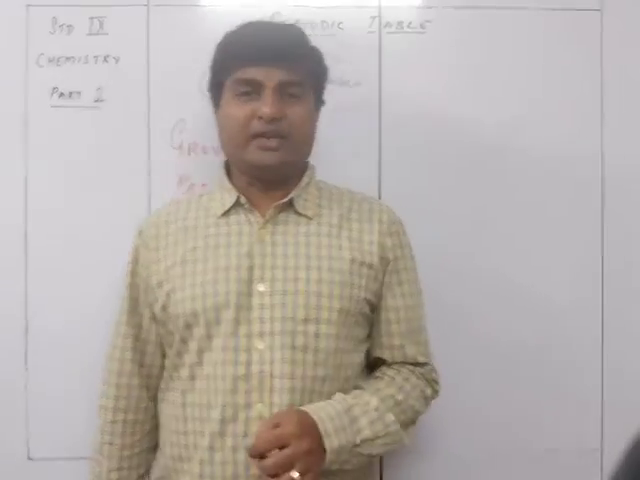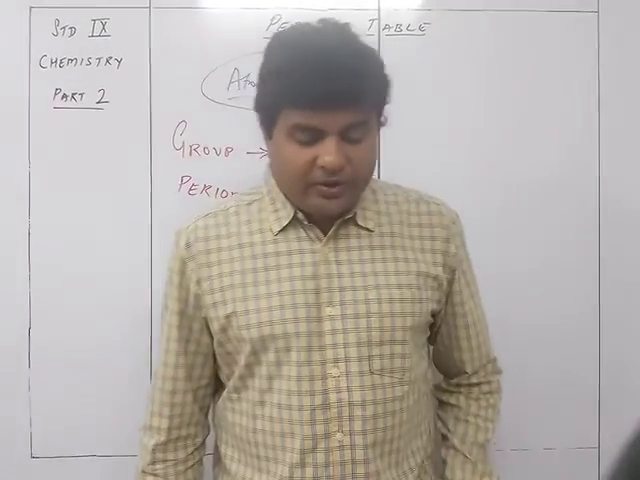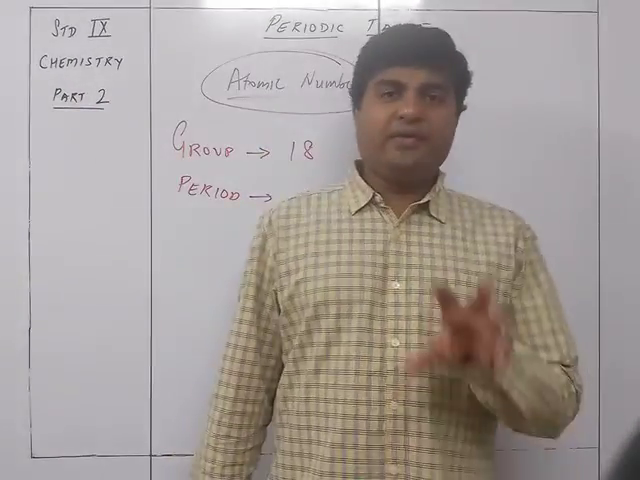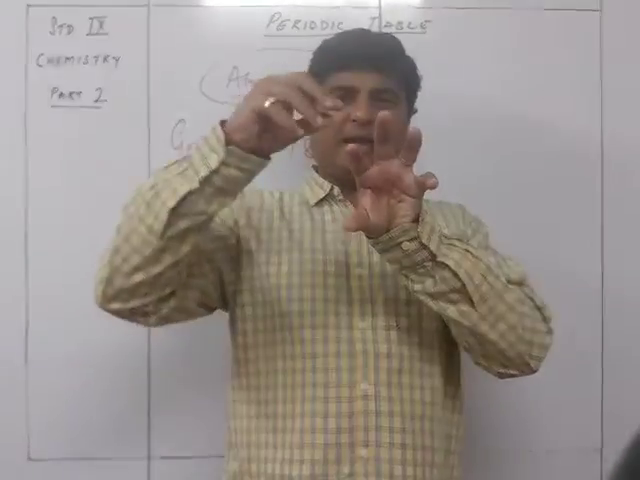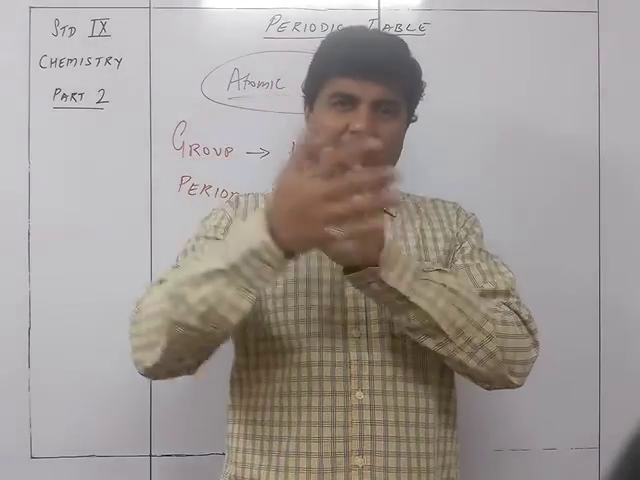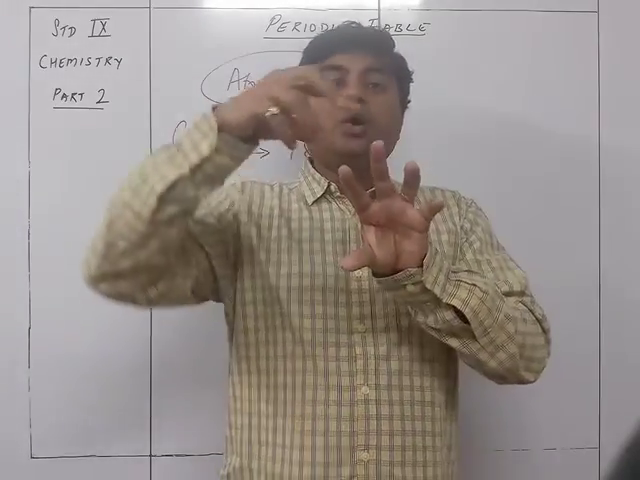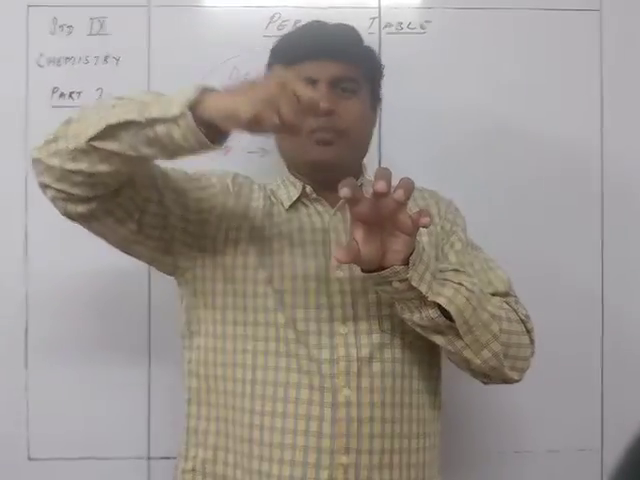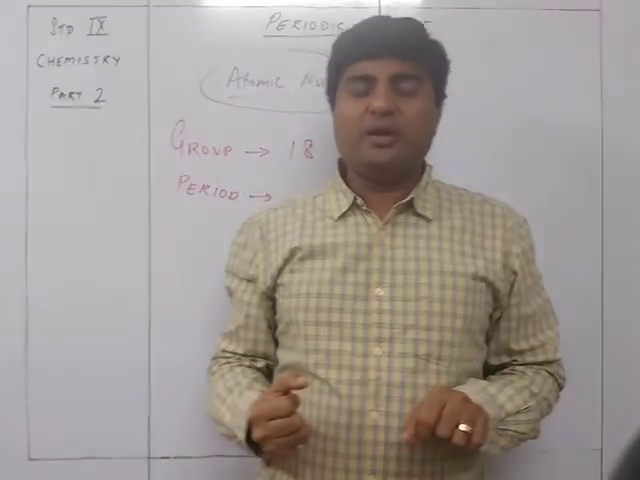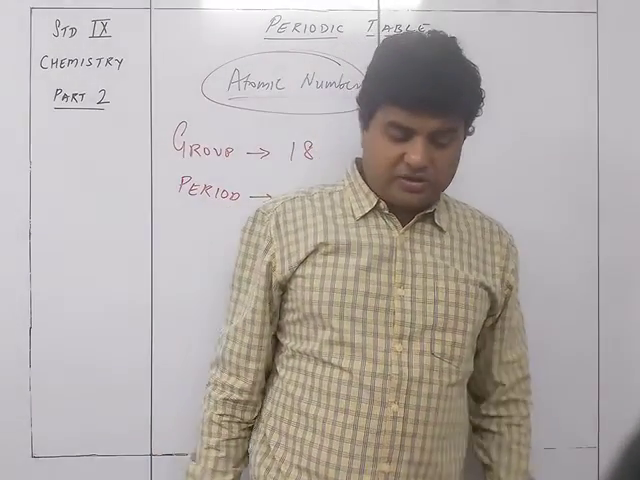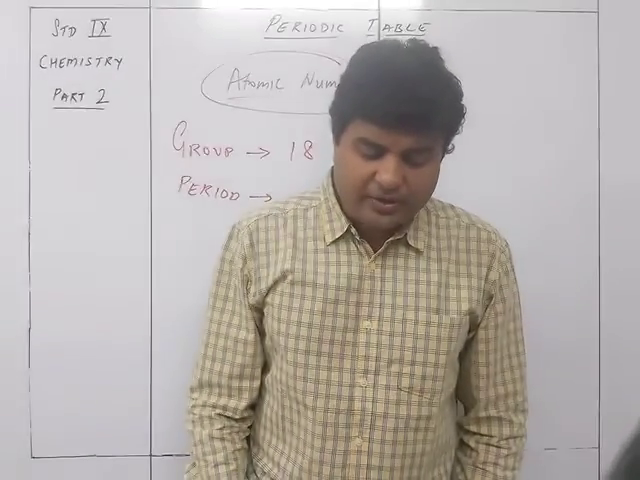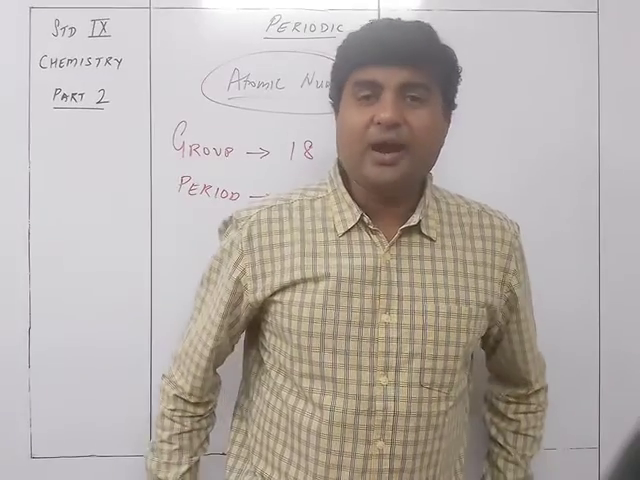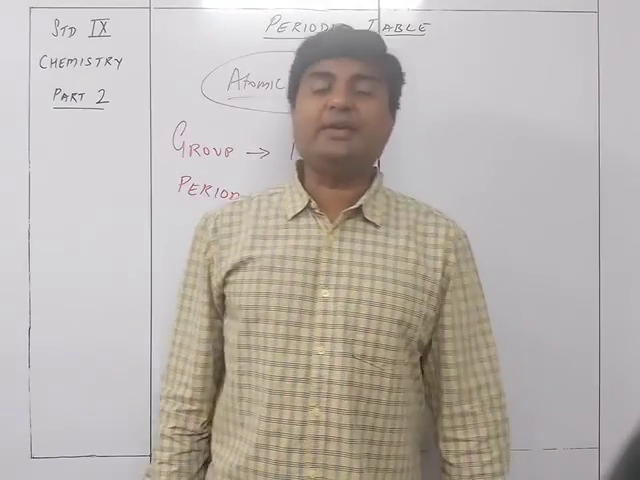Second is ionization potential: the amount of energy required to remove an electron from the outermost shell of an isolated atom. If there is an atom with 1 or 2 valence electrons in the outermost shell, the amount of energy required to remove an electron from the outermost shell of an atom is called the ionization potential. The third is electron affinity.